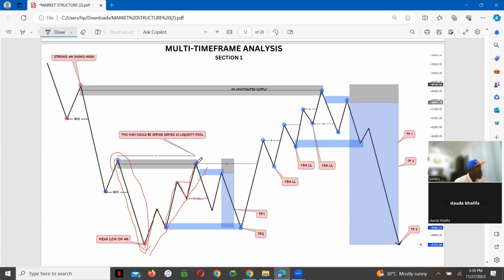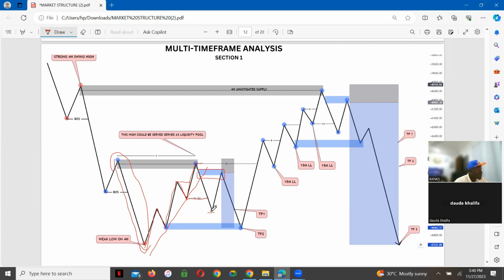Then we can plot our premium and discount tool here. Wait for price to come all the way up into our premium level. We find our supply zones inside our premium level. Then we take our sell and place our stop loss above this swing high.